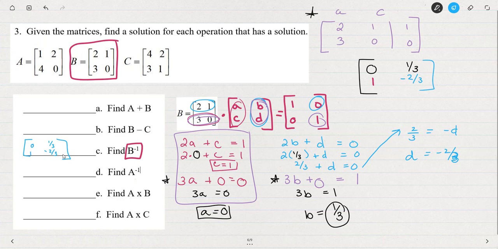But you could check this by going back and multiplying this B, 2, 1, 3, 0, times B inverse, 0, 1/3, 1, negative 2/3. And check, do I get the multiplicative identity matrix, 1, 0, 0, 1? And if you check that, you'll find that yes, you do in fact get that.